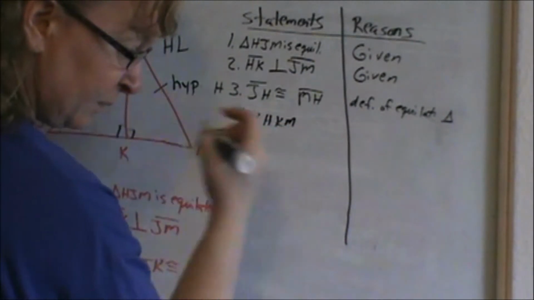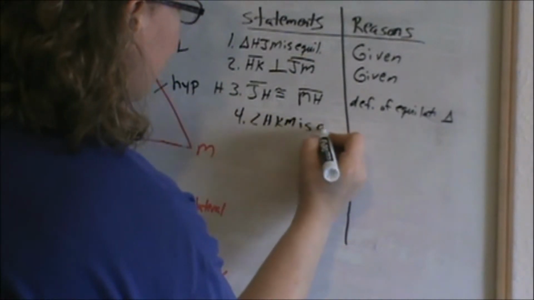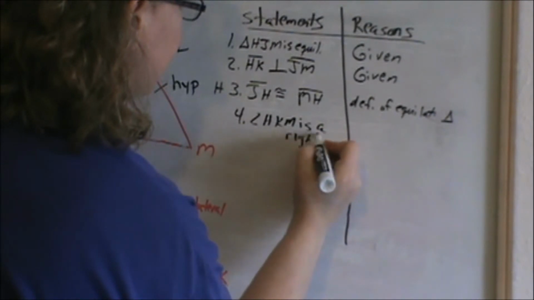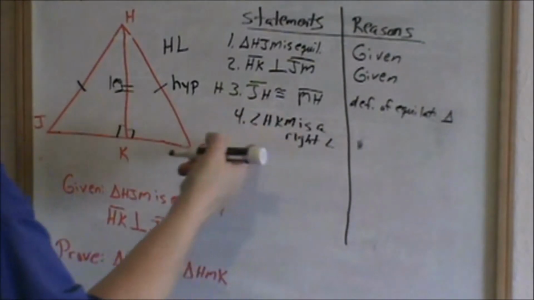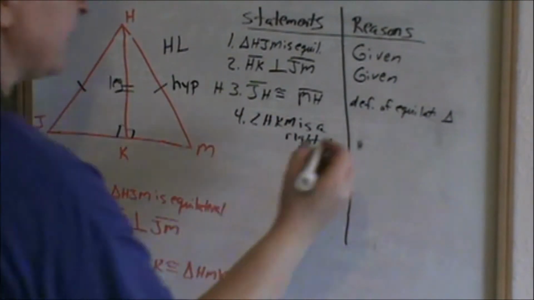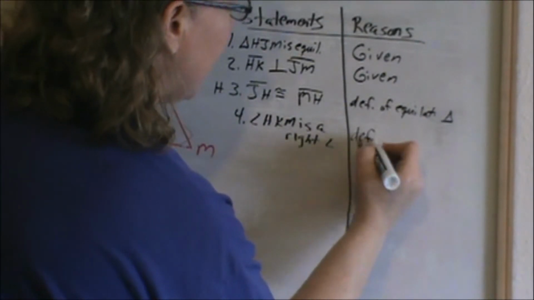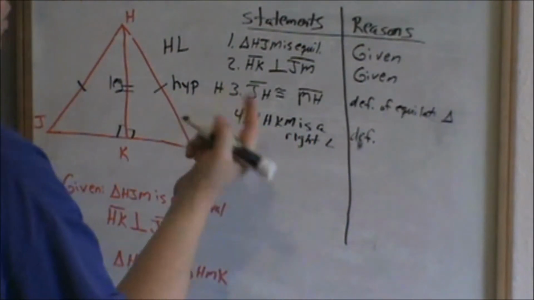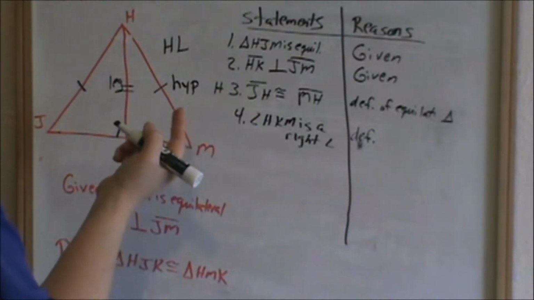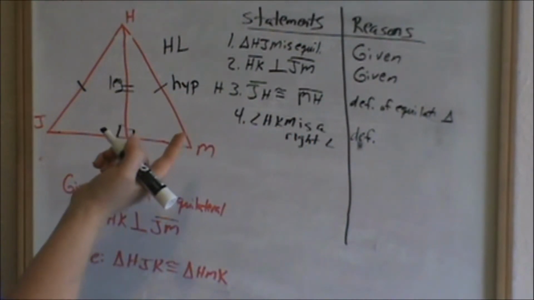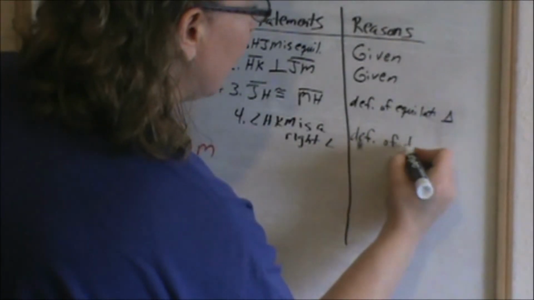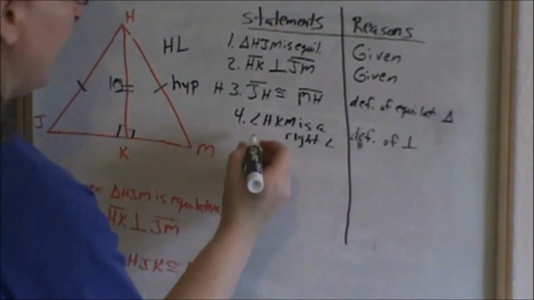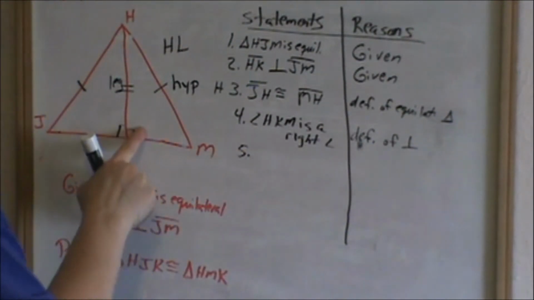Okay, so I can say angle HKM is a right angle. Why is that? Definition of perpendicular lines. Because in my axiom sheet it says when two lines intersect and are perpendicular, they form a right angle. So definition of perpendicular. Okay, that was a statement for one of my angles.